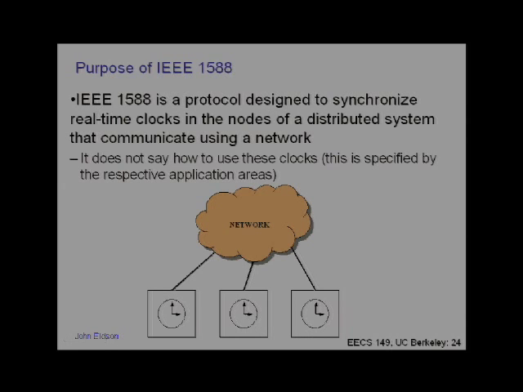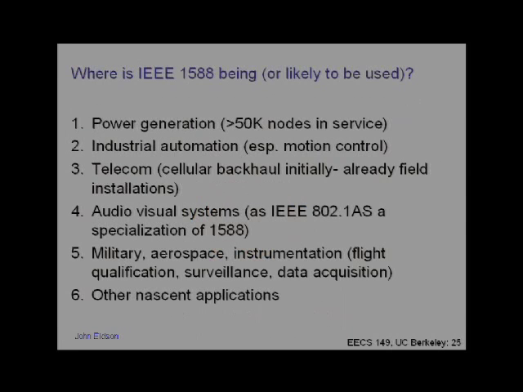So it's being used quite a bit in power generation systems. Industrial automation, I'll give you an example of that. It's used in cell phone network backends. So in base stations, in different cell networks, base stations have to be time synchronized. And that's where it's used. And then it's used in a whole bunch of other applications.